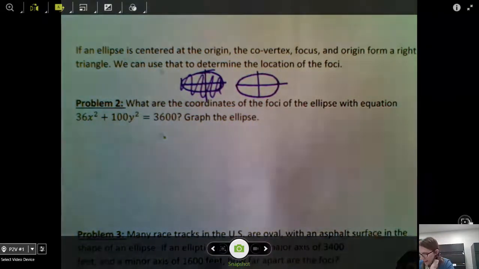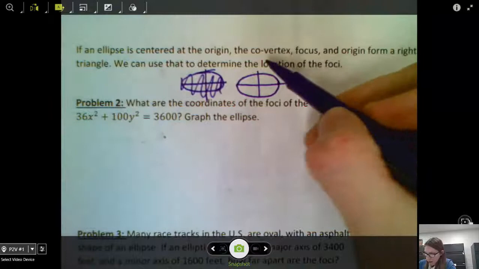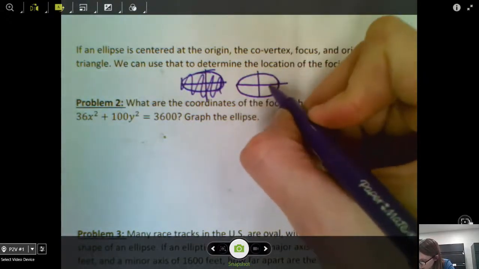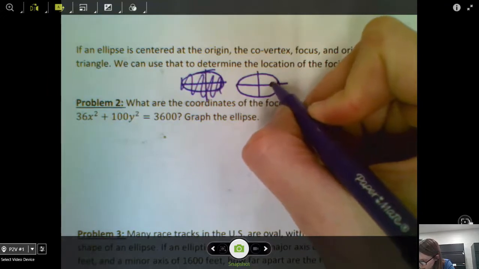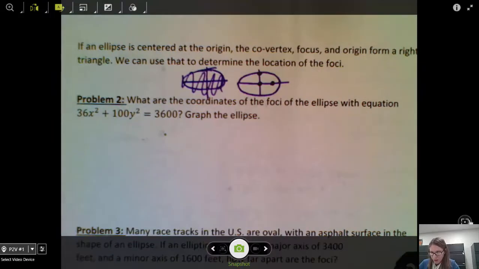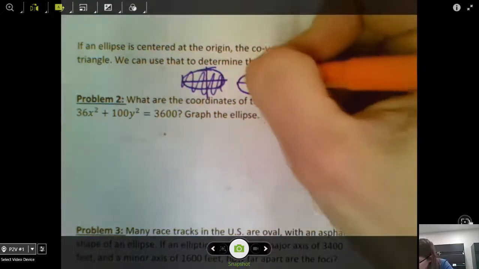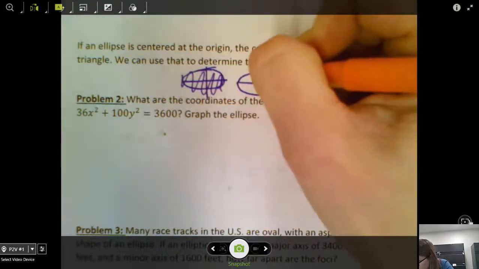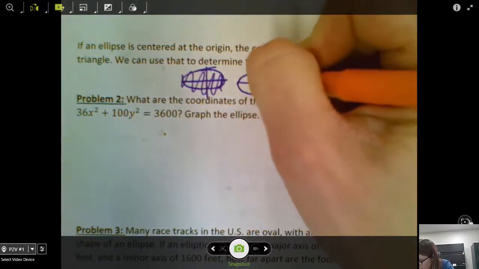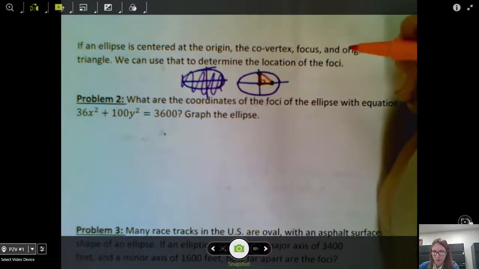The origin, the co-vertex, and the focus form a right triangle. So my focus is here. Here's the origin. Here's the co-vertex. Remember, the co-vertex is the shorter side of your ellipse. We get a right triangle there.